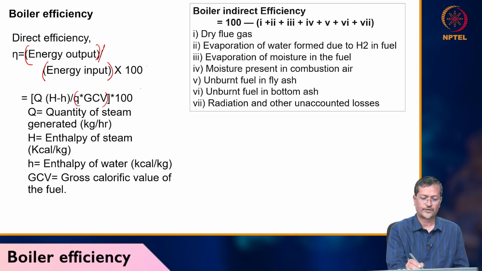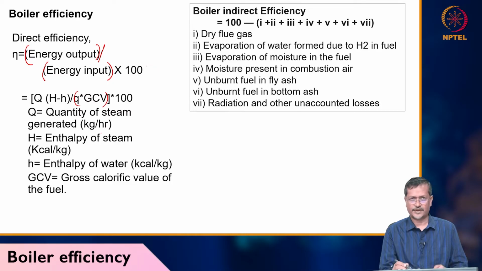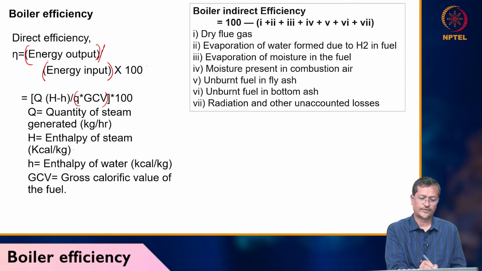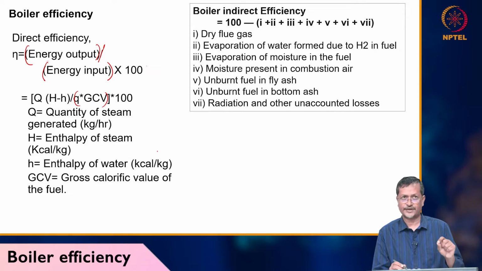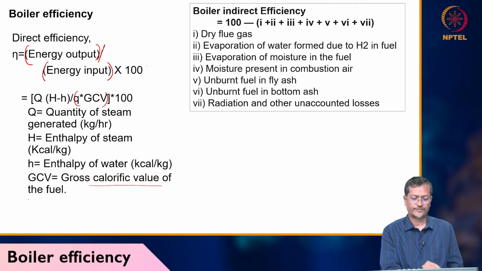Q is the quantity of steam generated, kg per hour or kg per second, whatever you like. H is the enthalpy of the steam, given in kilocalories, but you can change the unit. h is the enthalpy of water. Here calories are used, but you can use joules also. Joule is also an energy unit, calorie is also an energy unit, heat is energy. GCV is the gross calorific value of the fuel.